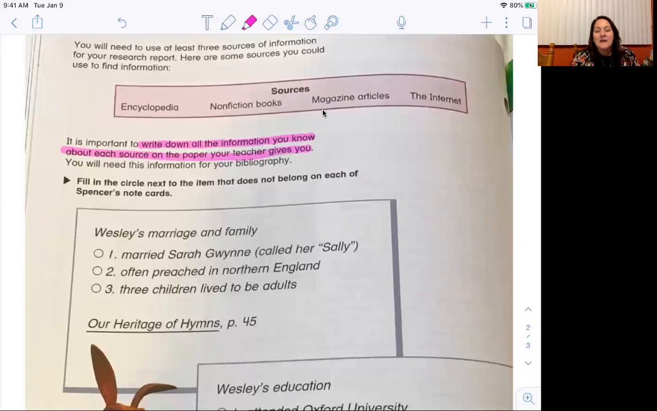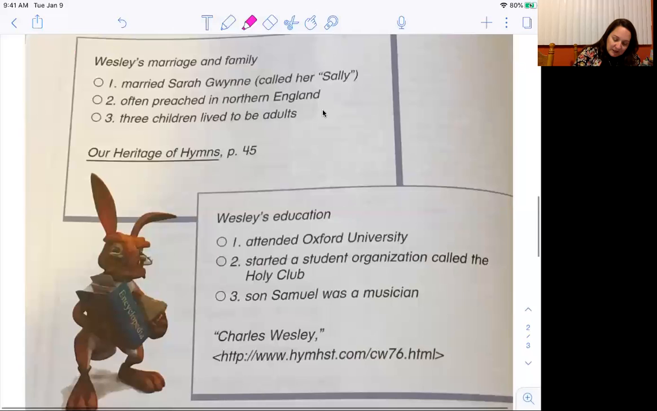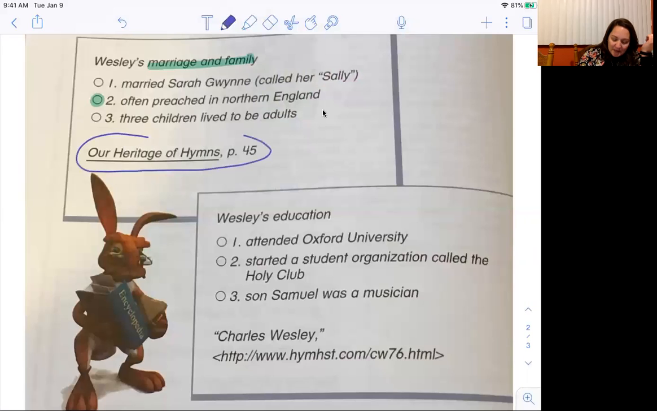Fill in the circle next to the item that does not belong on each of Spencer's note cards. Okay, so let's look here. For this note card, we have his marriage and family. We have 3 choices here. Married Sarah Gwynn, called her Sally, often preached in Northern England, and 3 children lived to be adults. Which one of those has nothing to do with his marriage and family? If you said number 2, you are correct, because married and marriage go hand in hand, right? Hopefully. And then 3 children are his family. It's good. And then they have their information. Our Heritage of Hymns, page 45. That's the name of the book and what page it's from.